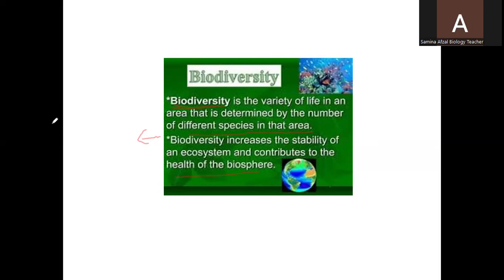If there is any change, all organisms, if they are not adapted to that change, will die. In this way, the whole ecosystem will be disturbed. So biodiversity plays a vital role in the existence and in the stability of an ecosystem. Different types of species can survive. If one of them is having any problem or disease and is not able to survive, other species will survive in that ecosystem. So biodiversity is very important for the stability of an ecosystem.